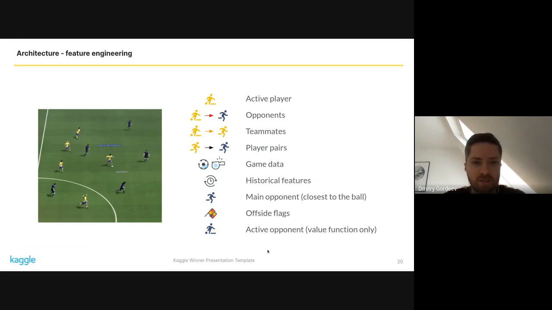Another block is the opponent, so a vector of size 11, basically, for each opponent. What is the relative location of that opponent, relative speed, and so forth. The same with teammates, a shorter vector of 10, so where our teammates are located.